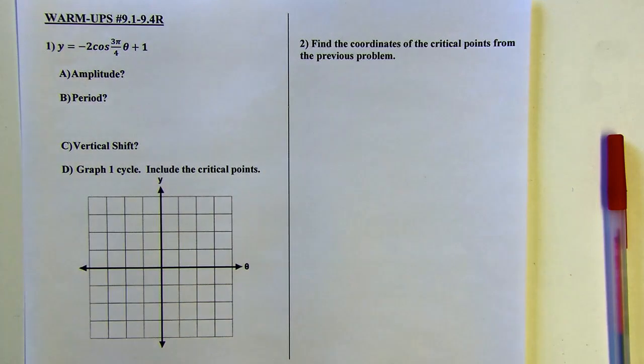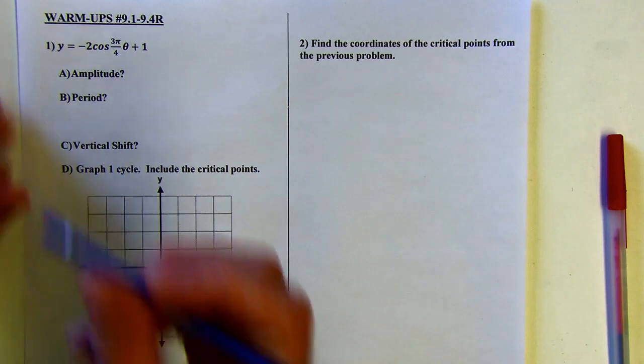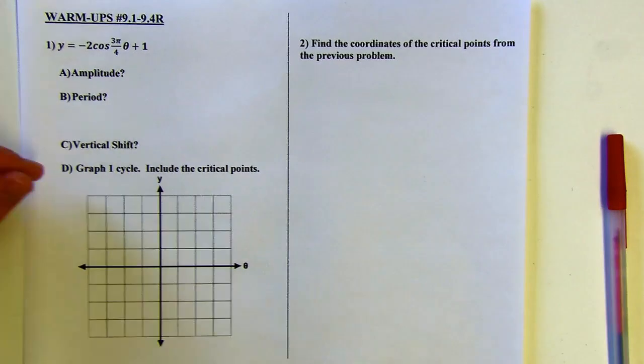Okay, here's one warm-up for 9.1 through 9.4. It's kind of a review warm-up. Okay, so I'm going to graph first this cosine function. I want to start looking through these pieces.